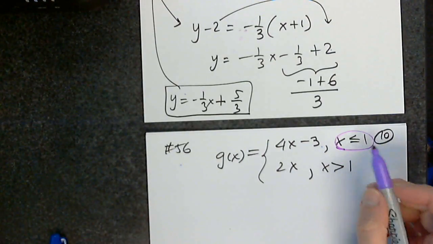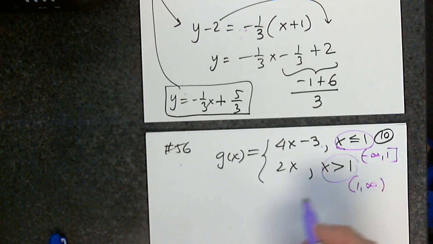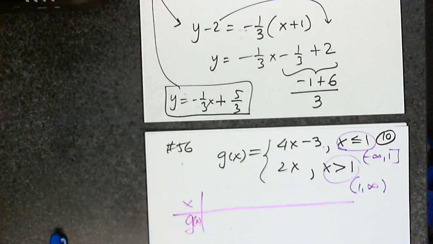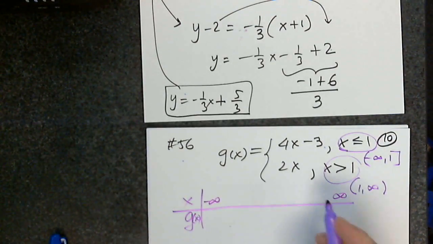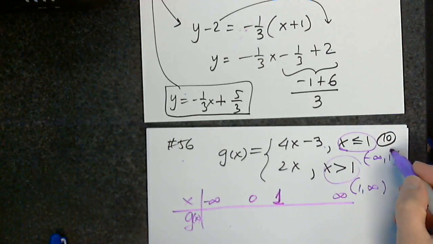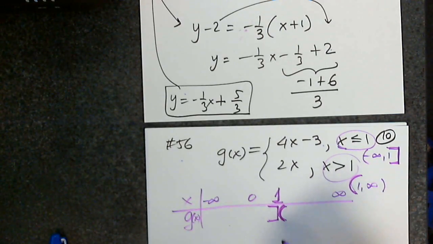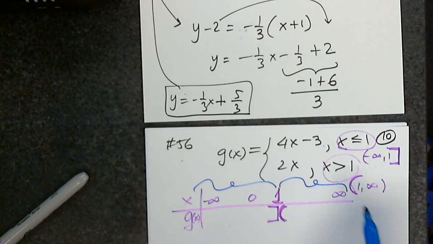So I look at this, and I will rewrite it as negative infinity to 1. I look at this, and I will rewrite it as 1 comma infinity. And now I can tell for sure what the domain is for function g. It's all real numbers, right? Because negative infinity to 1, 1, and then from 1 to infinity. Very good. So negative infinity to infinity. 1 must be in the chart because I will be using this symbol to the left and this symbol to the right, and they are touching. There is no empty space in there. That's important.